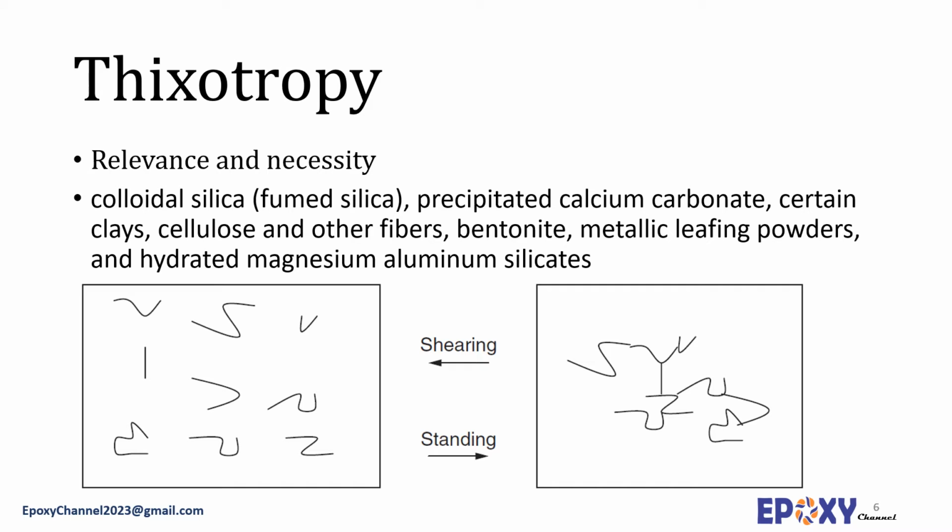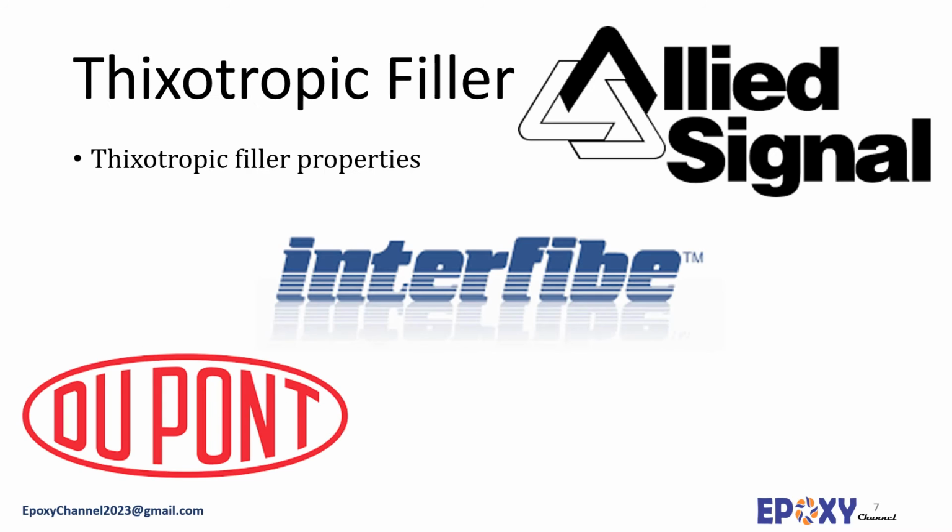Certain fillers can provide thixotropy. The thixotropic fillers work by forming a temporary structure in the mixture, generally the result of van der Waals forces, which can be broken down at high rates of shear. Thixotropy can be obtained at fairly low loading concentration with colloidal silica or fumed silica, precipitated calcium carbonate, certain clays, cellulose, and other fibers, bentonite, metallic leafing powders, and hydrated magnesium aluminum silicates.